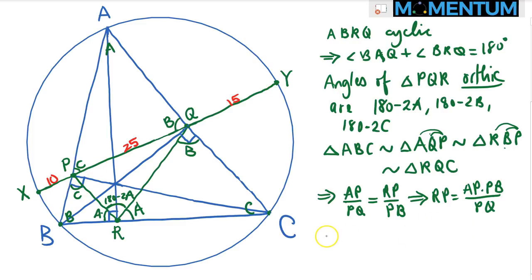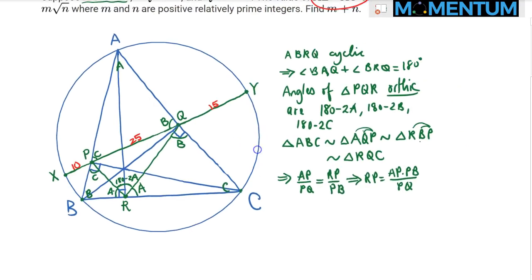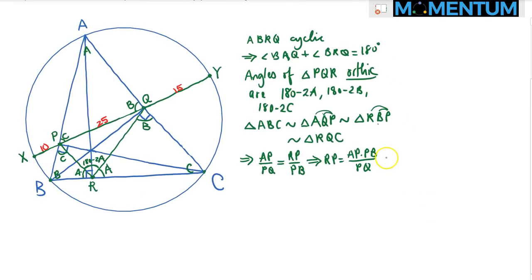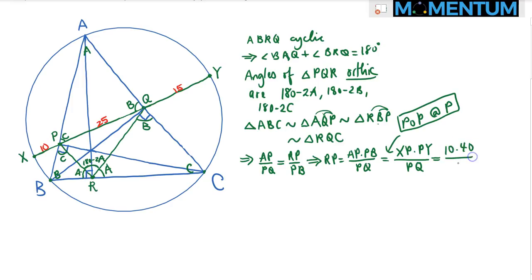So therefore we can replace it. So that would further imply, okay, let's create some space here. So that would be equal to, again, power of the point at the point P here. That's what we are using. So AP times PB is the same as XP times PY, all divided by PQ. And now, because XP is 10 and PY is 25 plus 15, it's 10 times 40 divided by PQ, and PQ is 25.